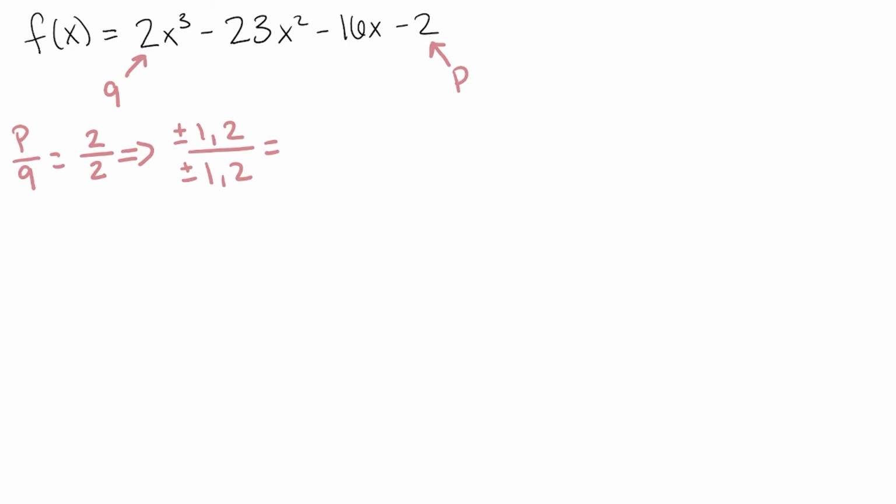Our possible factors then are going to be positive and negative 1 over 1, which is 1, positive and negative 1 over 2, or 1/2, positive and negative 2 over 1, and then we also have positive and negative 2 over 2, which is just 1, so we don't need to include that here again. Now, let's work through our possible factors to find what our actual factor is for our polynomial, starting with x equals 1.